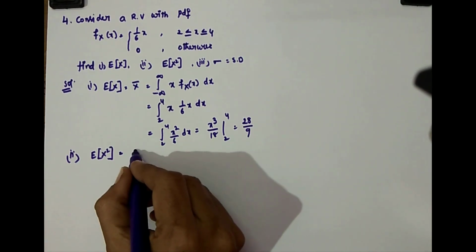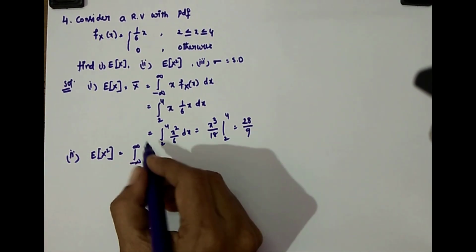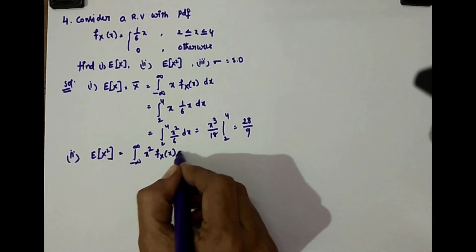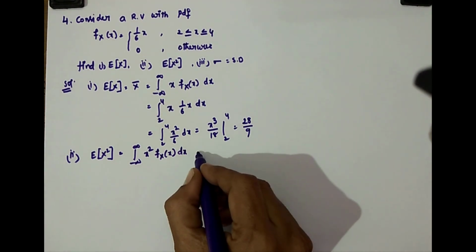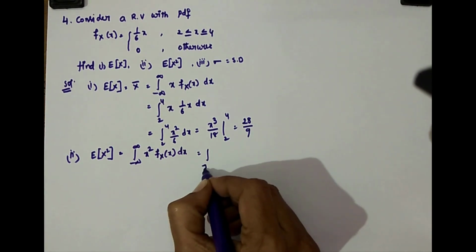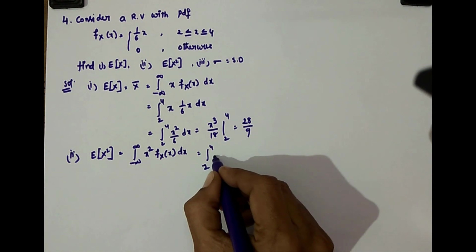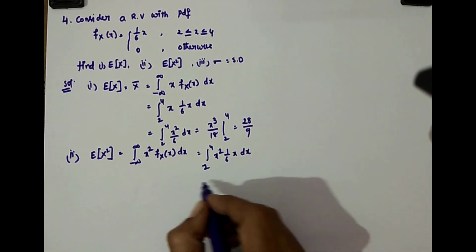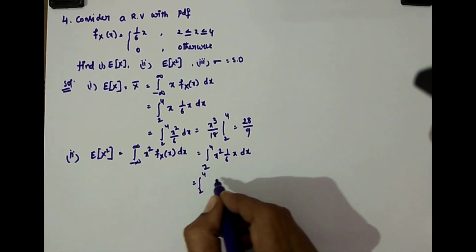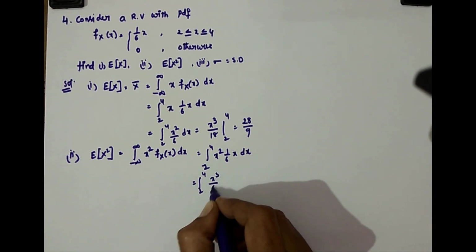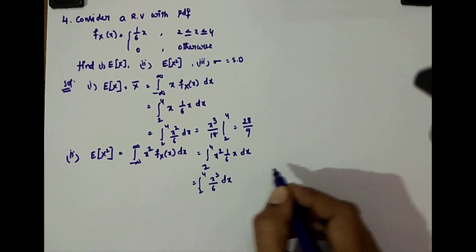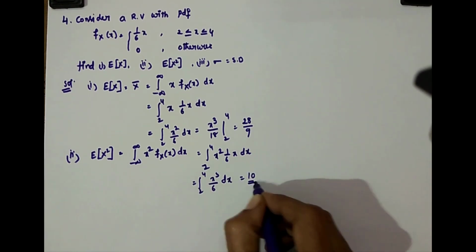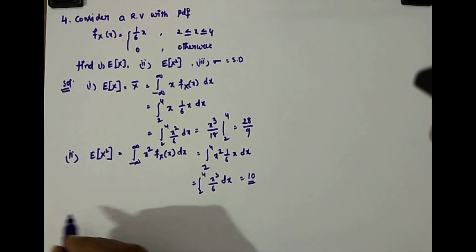Second one, E of x square. The formula is integral minus infinity to infinity x square into fx of x dx. That is integral 2 to 4 x square into 1 by 6x dx, integral 2 to 4 x cube by 6 dx. The value is 10. If we solve it, then you'll get 10.